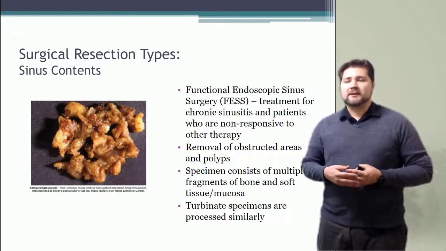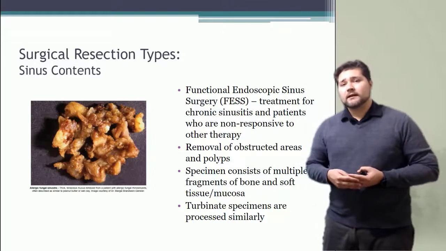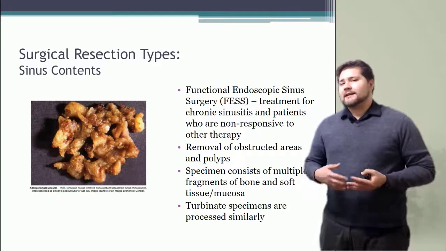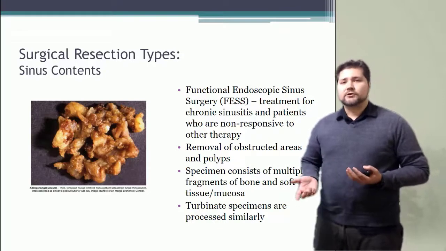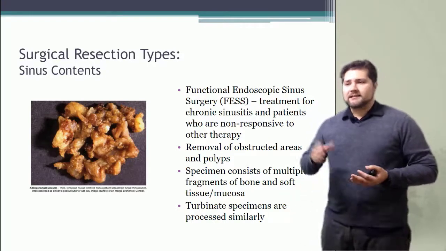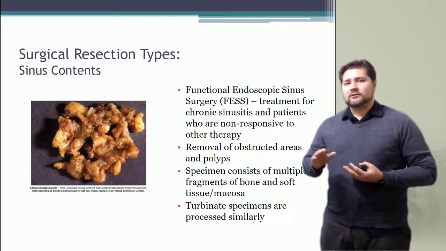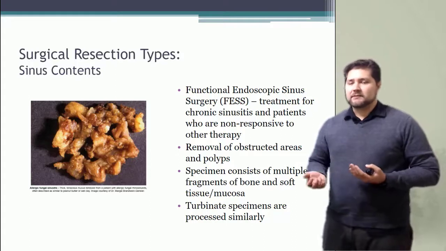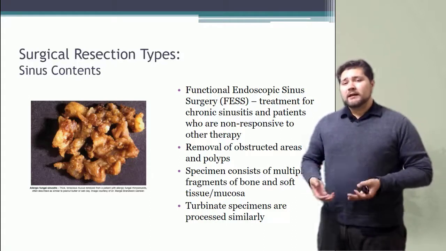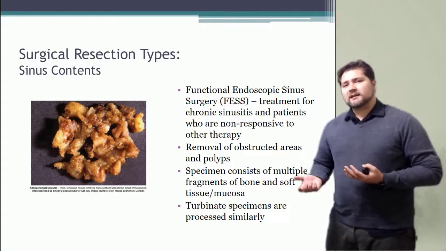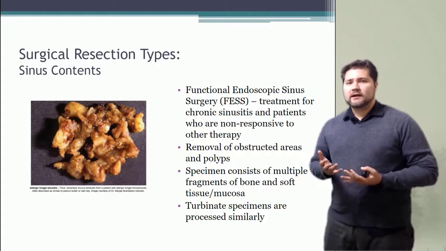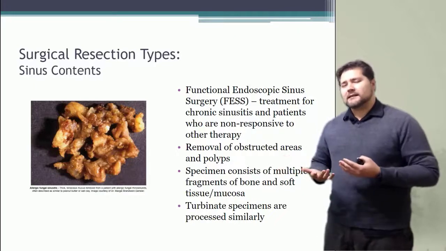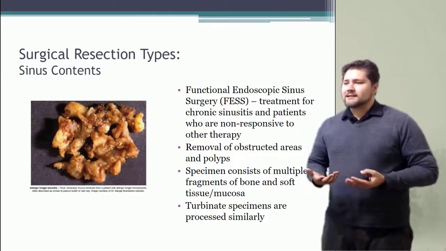These are going to probably make an appearance throughout the rest of your PA career. And really they're just an attempt to alleviate chronic sinusitis that isn't responding to any sort of other treatment or antibiotics. In that case, they're going to go in and just open up or remove any sort of obstruction blocking the nasal drainage. That could be polyps, inflamed tissue, and potentially even bone. And so these specimens come as a collection of soft tissue, cartilage, and bony fragments. You can either get just sinus contents or sinus contents and turbinates, and you're going to process these the same way.